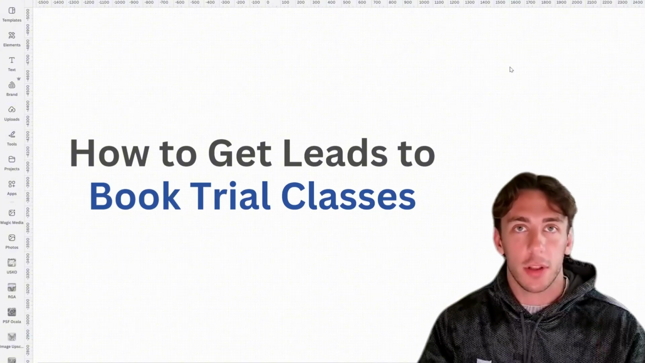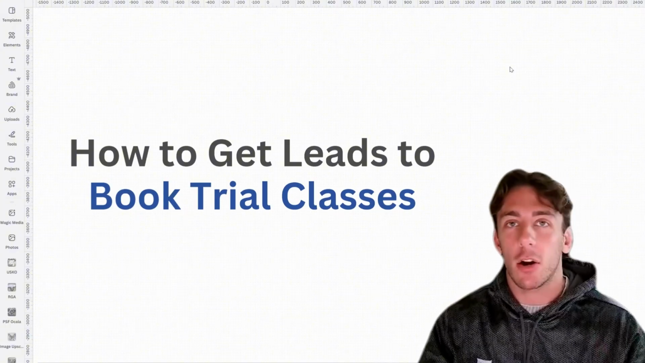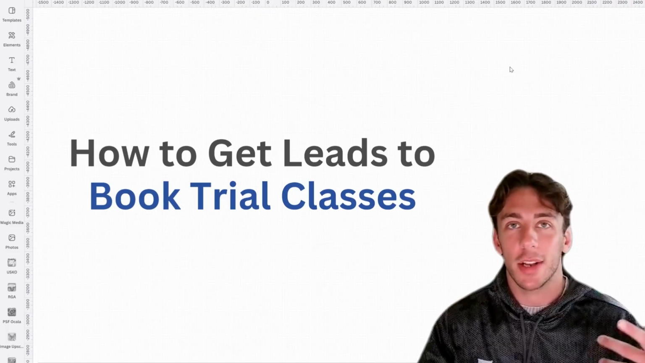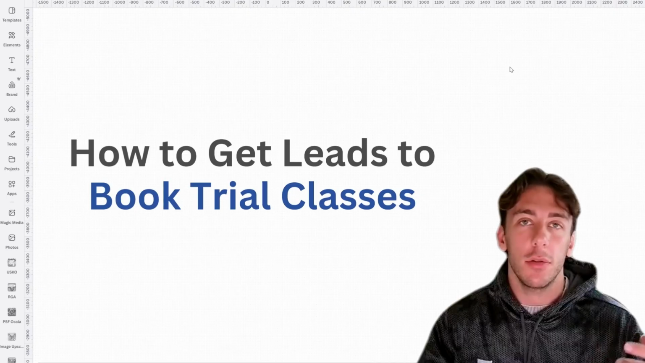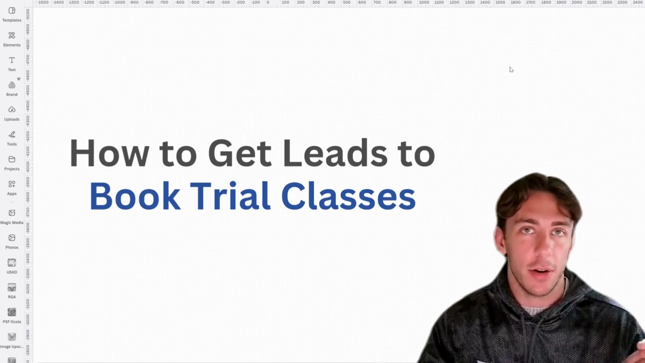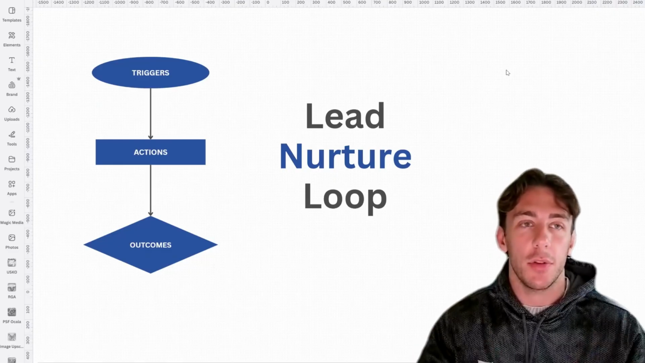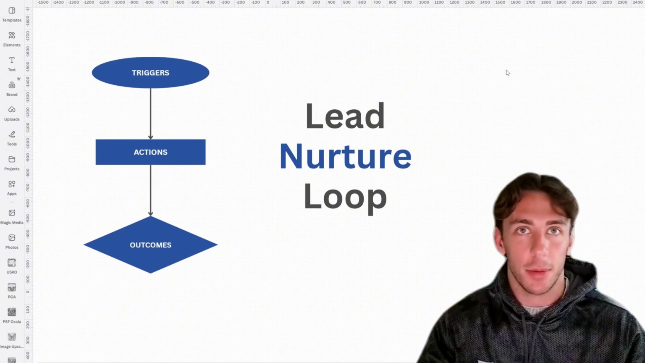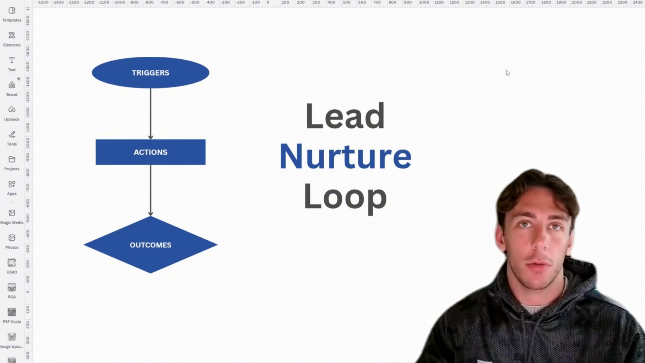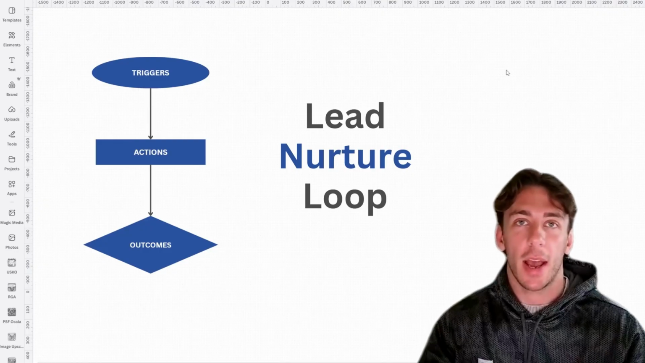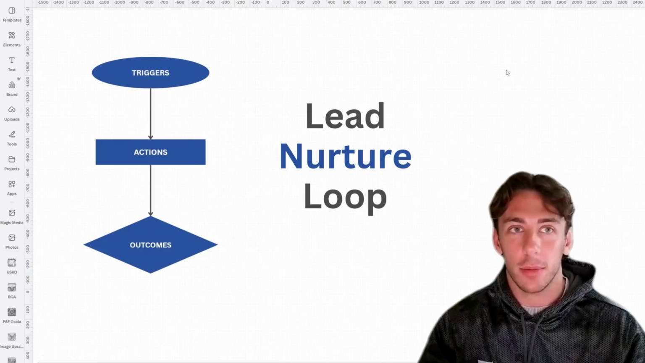So, to start this off, we're going to look at building our process first and getting clarity on what exactly it is we are trying to achieve. And we're going to do that by looking at our lead nurture loop. Now, our lead nurture loop is really just a way to think about building a process or building systems, right? All systems start with triggers, and triggers create these actions, and actions are followed by outcomes.